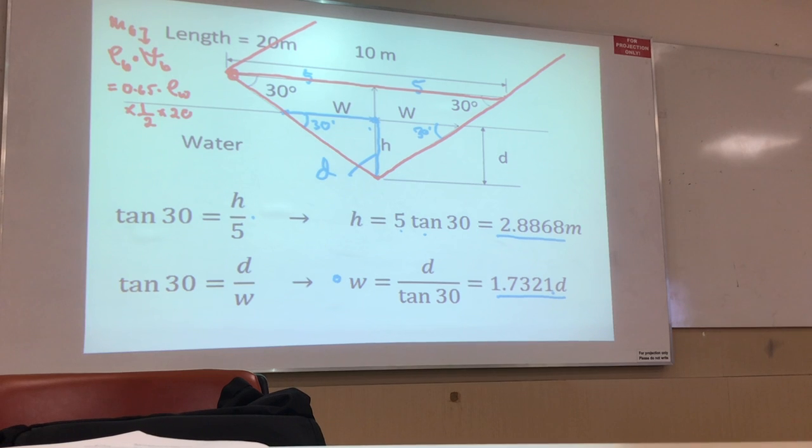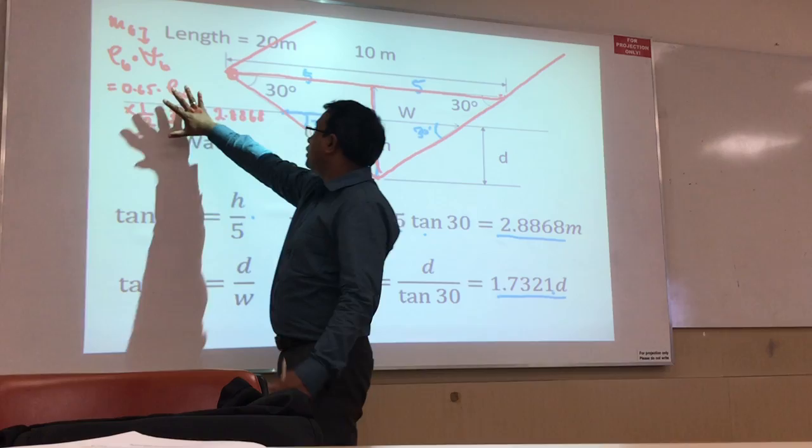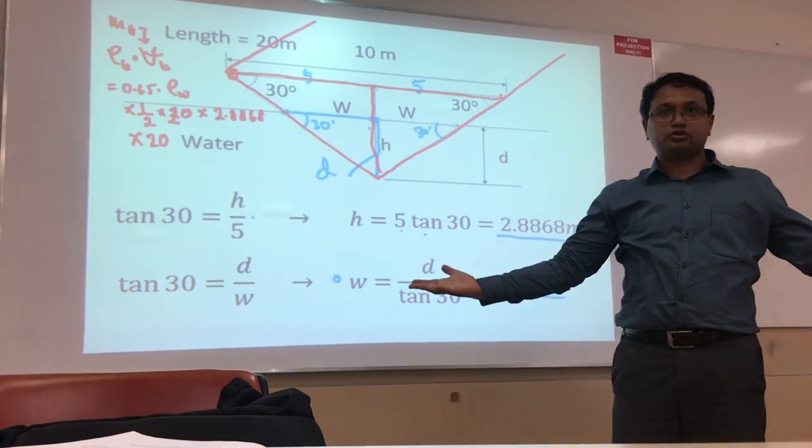From here to here is 20. 10, right? Not 20, 10. Half times 10 times h, correct? So h I know, which is 2.8868, right? Times length, right? 20. Very good. Then I can calculate the weight of the barrage, the red portion.